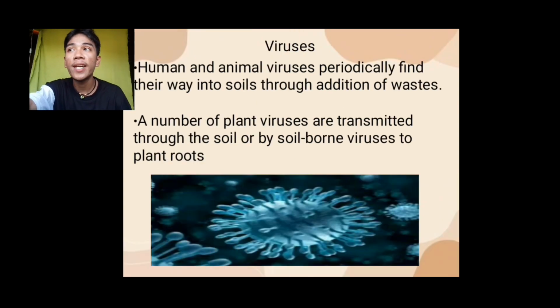So the last one, the viruses. The human and animal viruses periodically find their way into soils through addition of waste. A number of plant viruses are transmitted through the soil or by soil-borne viruses to plant roots. The soil-borne viruses infect several economically important crops, okay, including the barley, the potato, the sugar beet, the groundnut, and fruit crops. Soil-borne viruses are very persistent, okay?